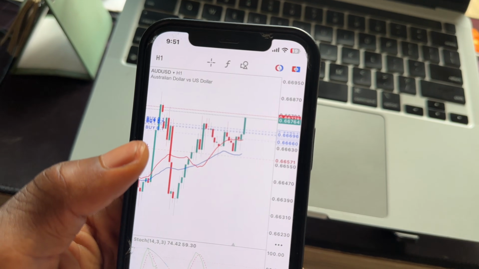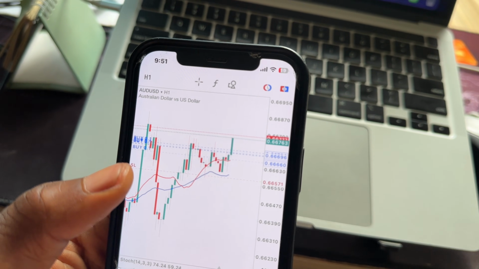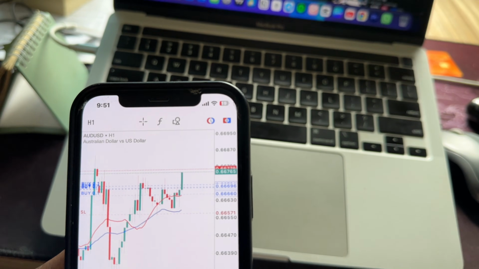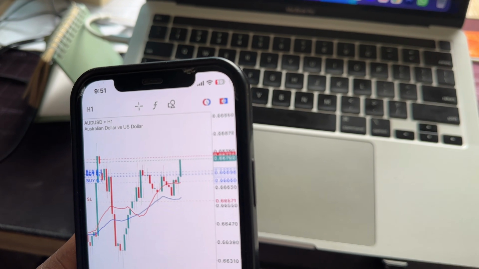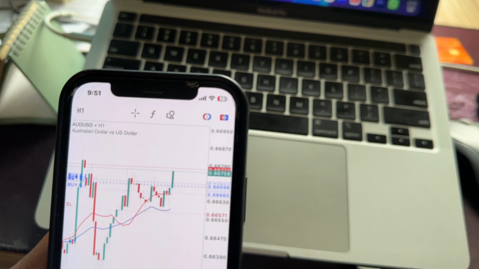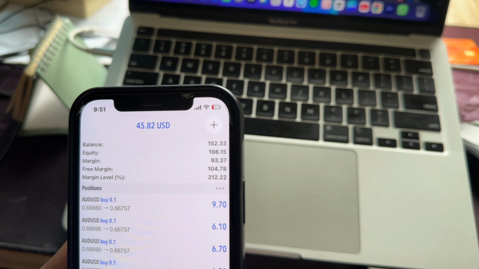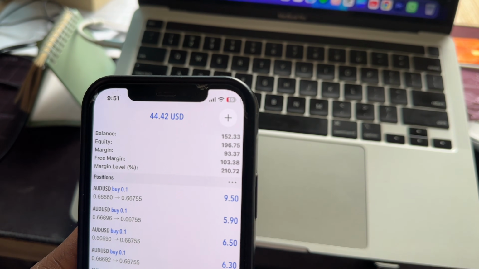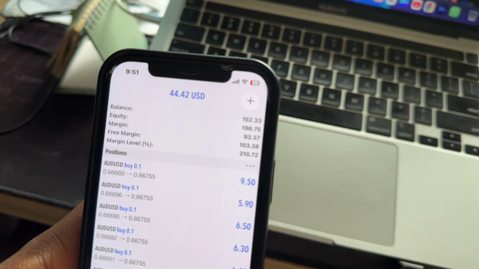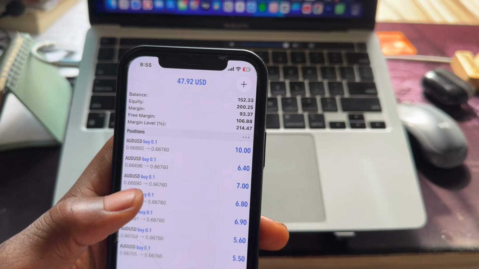24 hours later. Now this particular trade, I've been holding it through the night, and looking at it this morning, we're able to close in on $200.